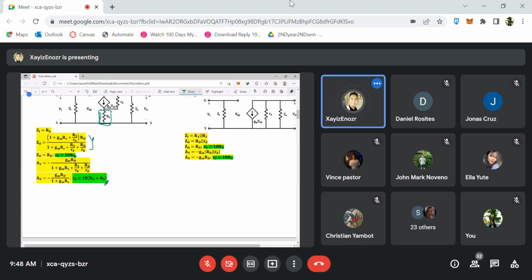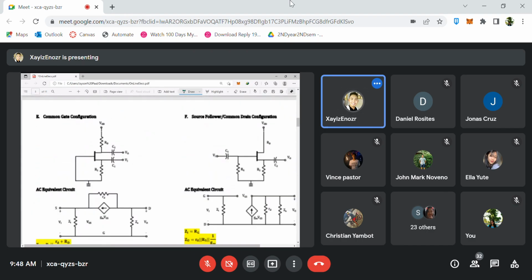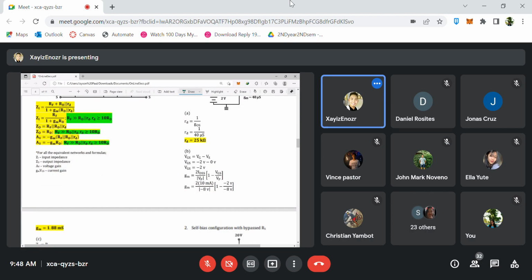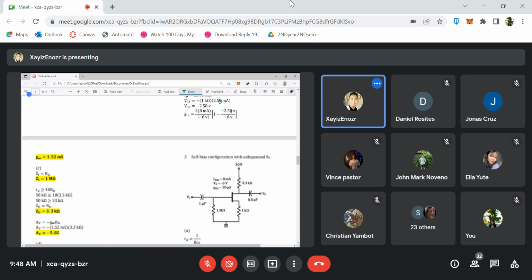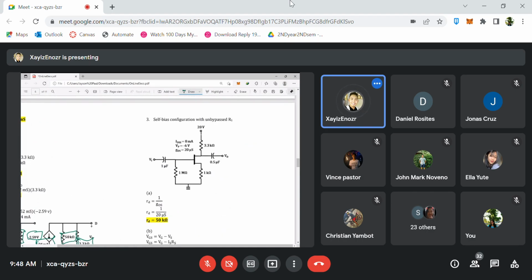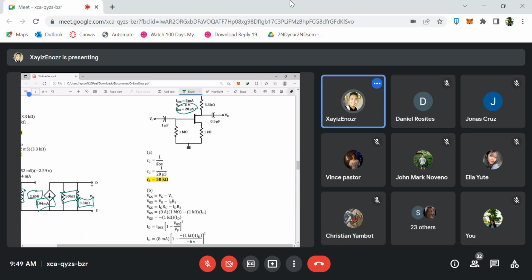Okay, so let's look at an example of common source self-bias with unbypassed source resistance. Self-bias and unbypassed RS. So, first step, find our drain dynamic resistance, 1 over GOS. Given GOS, which is 20 microsiemens, that is 1 over 20 microsiemens. So we have RD equal to 50k ohms.